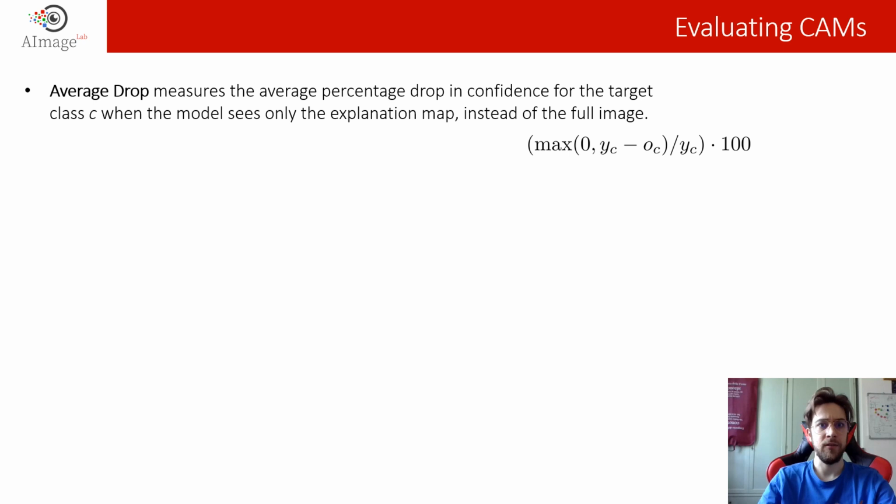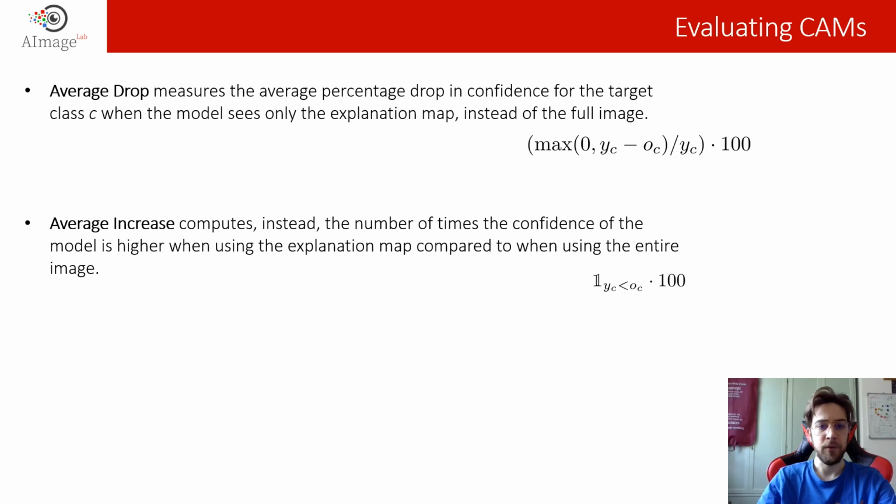But how are these algorithms evaluated? Some metrics have been recently proposed, and we have focused our analysis on them. All of them focus on the same concept: how high is the change of the model confidence induced by the explanation map. For instance, the average drop measures the average percentage drop in confidence for the target class C when the model sees only the explanation map instead of the full image. So, the model confidence of the plain image is recorded and compared to the model confidence of the explanation map. Obviously, the lower average drop, the better.